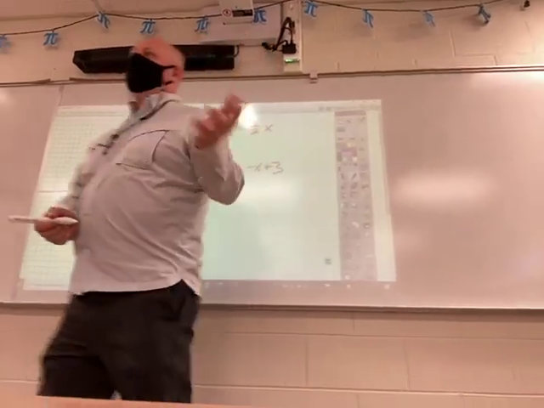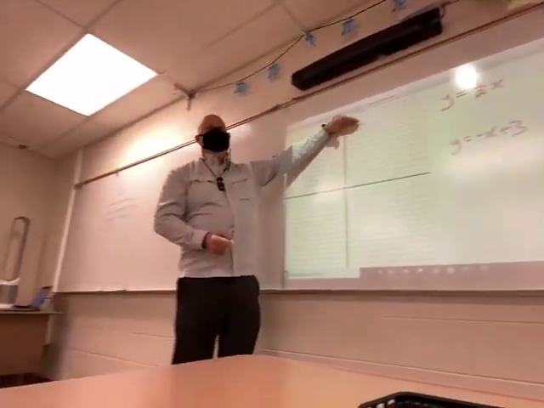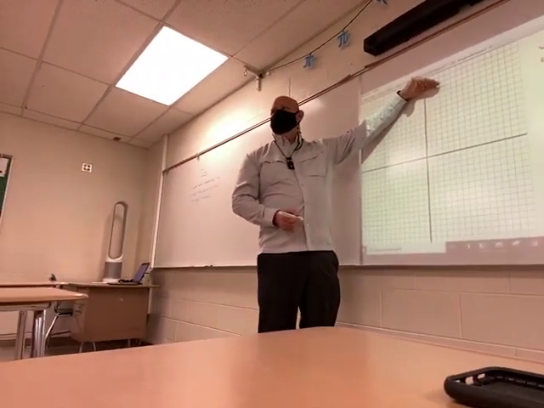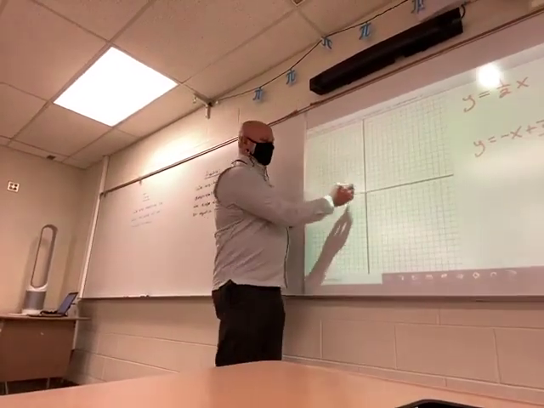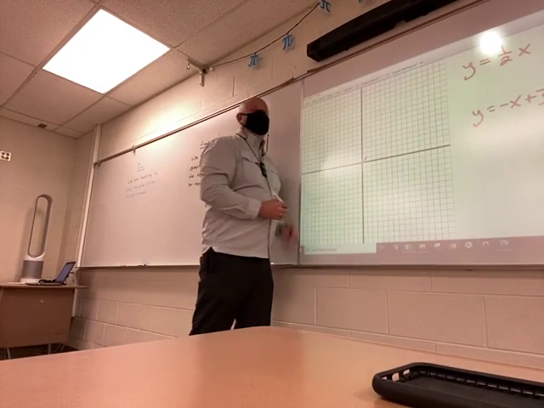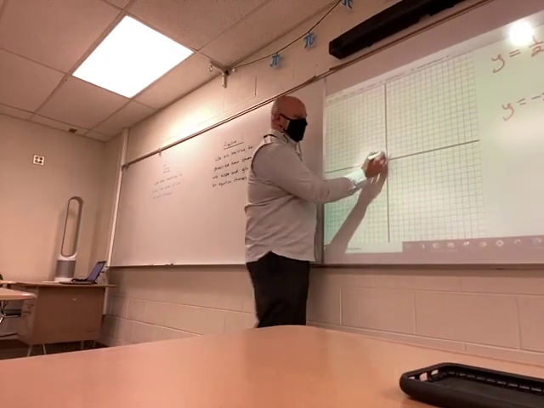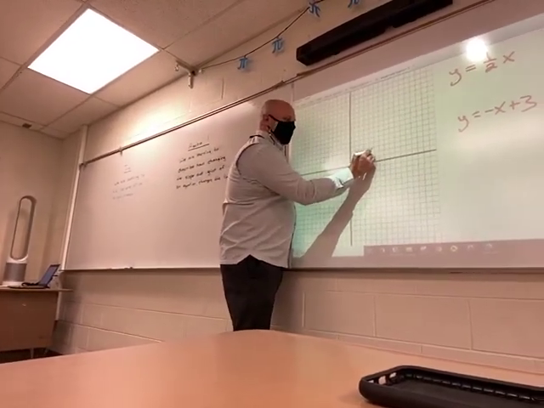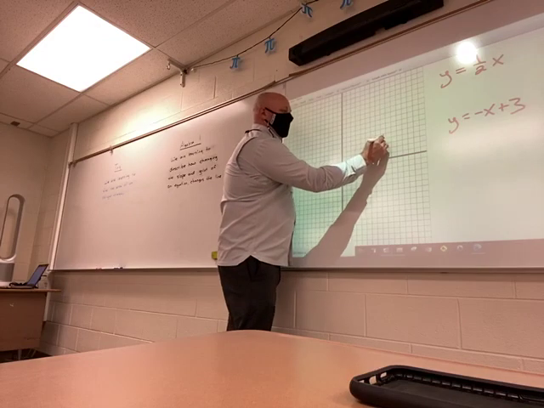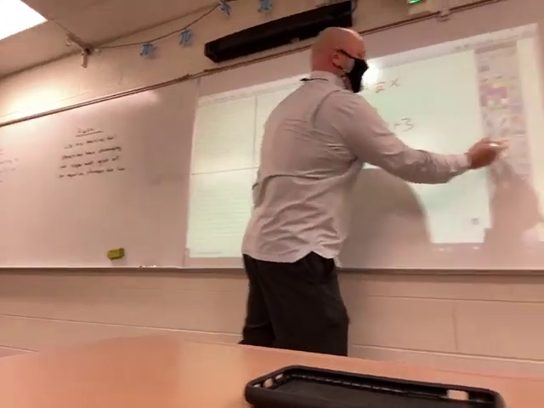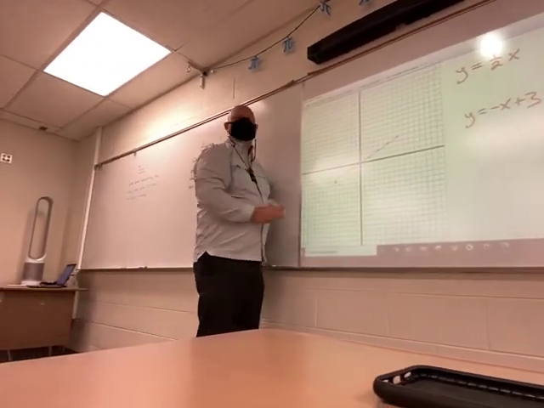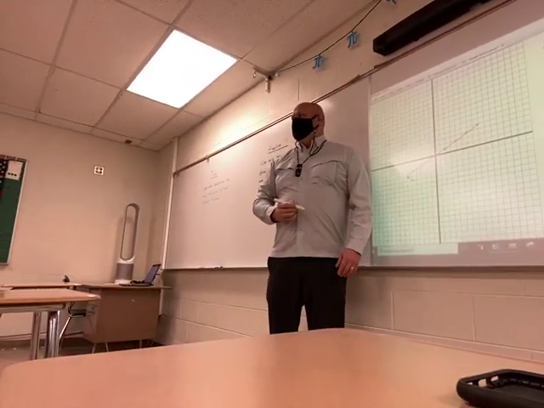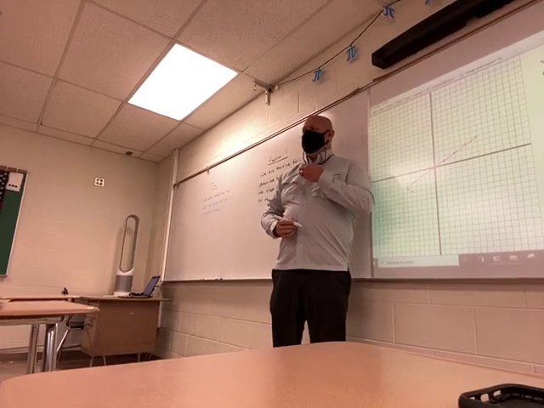Where's the first equation start? Where's my line start? What's my b value? 0. And from there I count up 1 over 2. Up 1 over 2. I cannot stress enough to you, when you do these, use a ruler. It will help you. Okay? Easy enough? We're going to do some homework in class tomorrow.